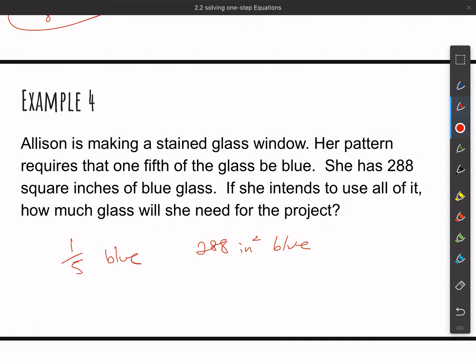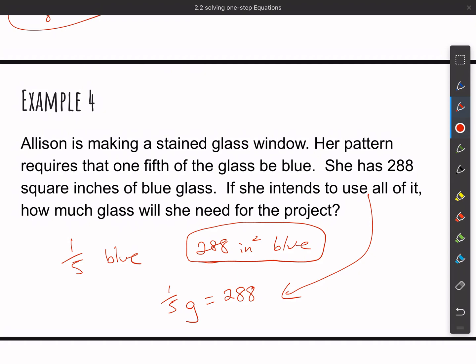So we're basically saying that 1/5 of all of the glass is blue. And I happen to know what 1/5 is, because they told me it's 288. So I can say 1/5 of glass, G, is equal to 288 inches squared, right? So that's the hardest part of this whole thing, you guys, is setting that up, coming up with that.